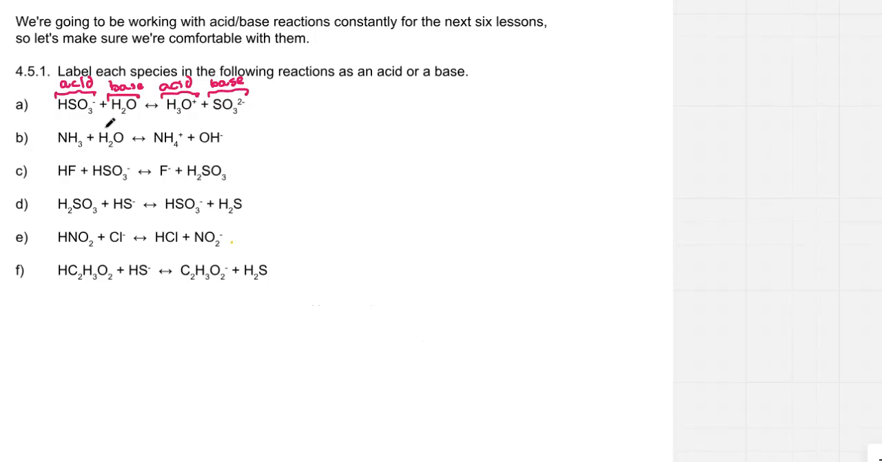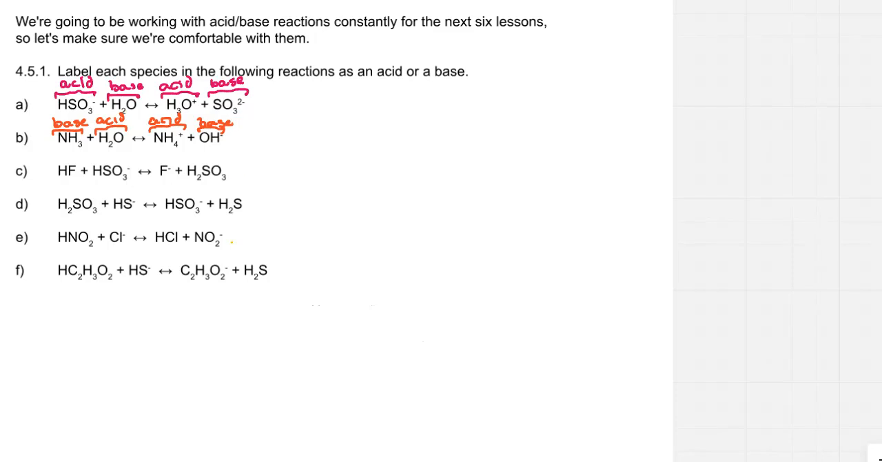Here, these two meet, and who gains a hydrogen? NH3 becomes NH4, so this gained a hydrogen, which would make it a base, and its counterpart then must be an acid. If NH3 is a base, then this is what we'd call its conjugate acid, the acid version of it when it has one extra hydrogen, and this, having lost a hydrogen, which it would like to get back, is now called a conjugate base.